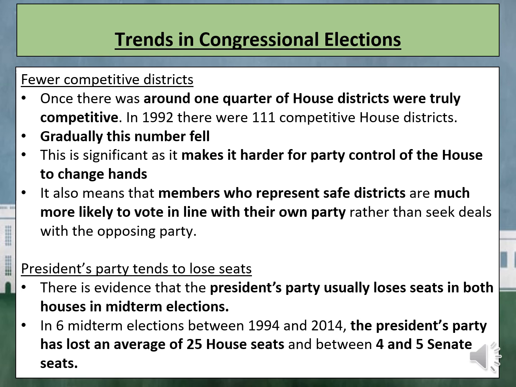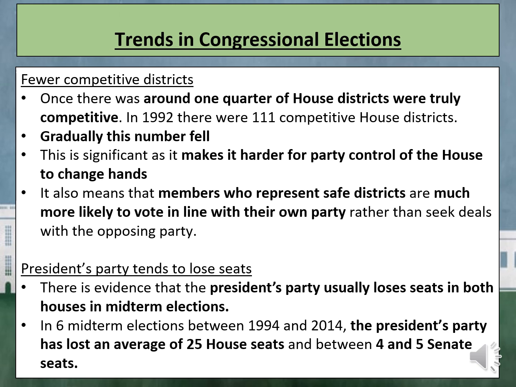Another trend is fewer competitive districts. Once there was around 1/4 of House districts that were truly competitive. In 1992, there were 111 competitive House districts. Gradually, this number has fallen. This is significant as it makes it harder for the party control of the House to change hands. It also means that members who represent safe districts are much more likely to vote in line with their own party rather than seek deals with the opposing party.